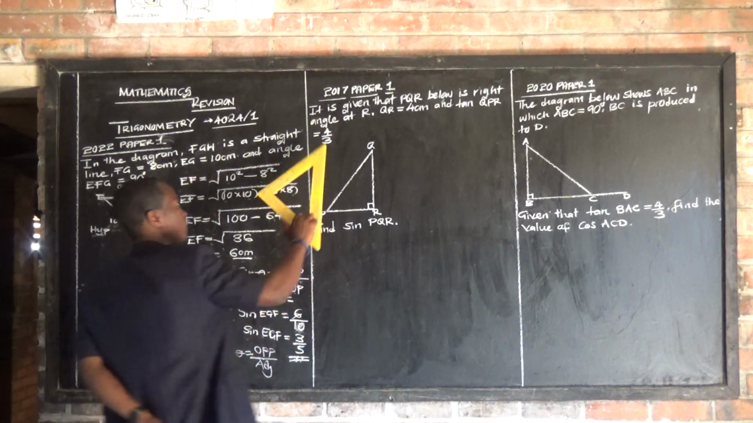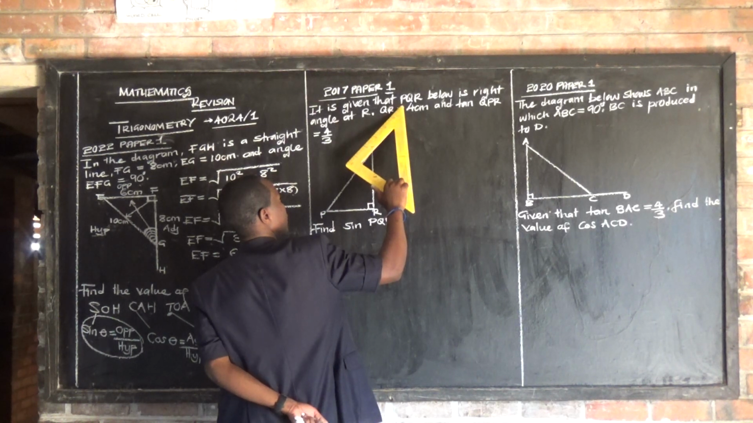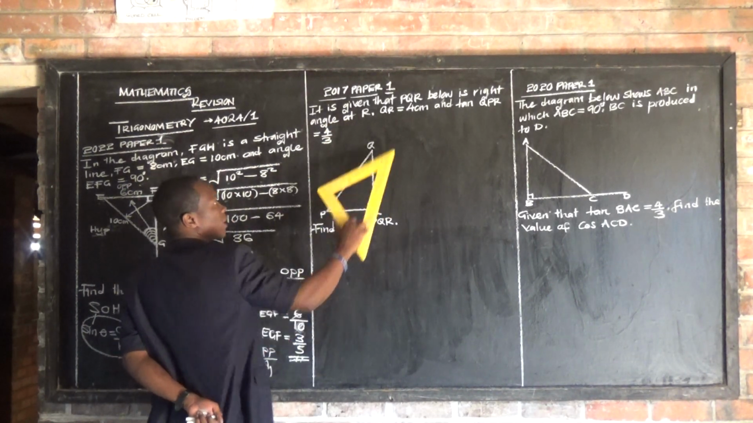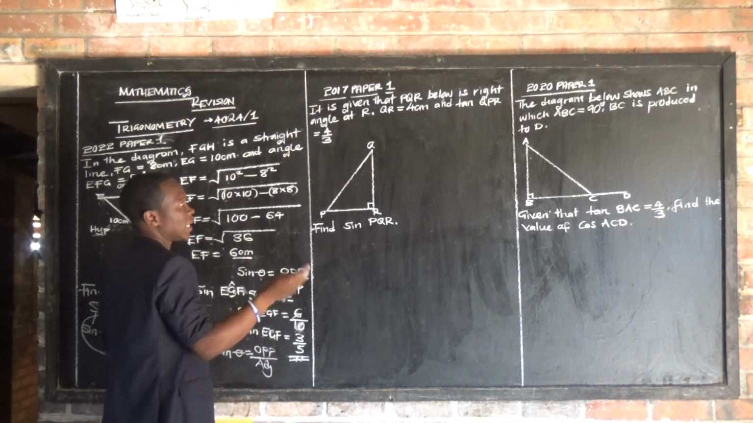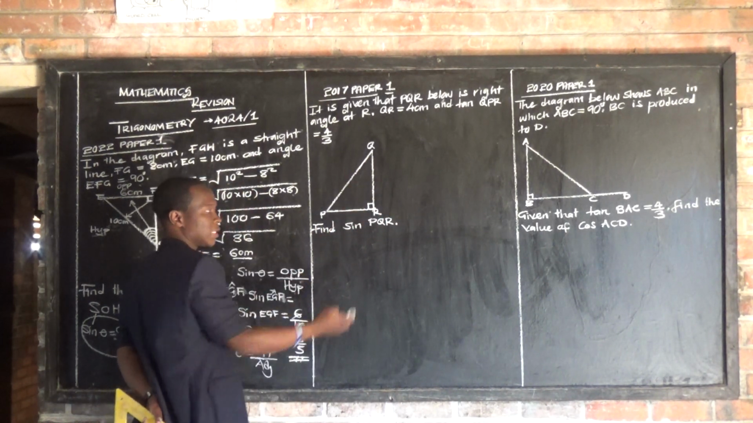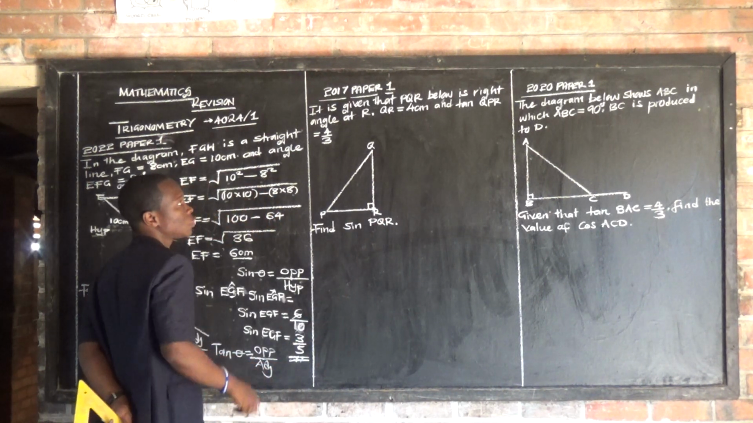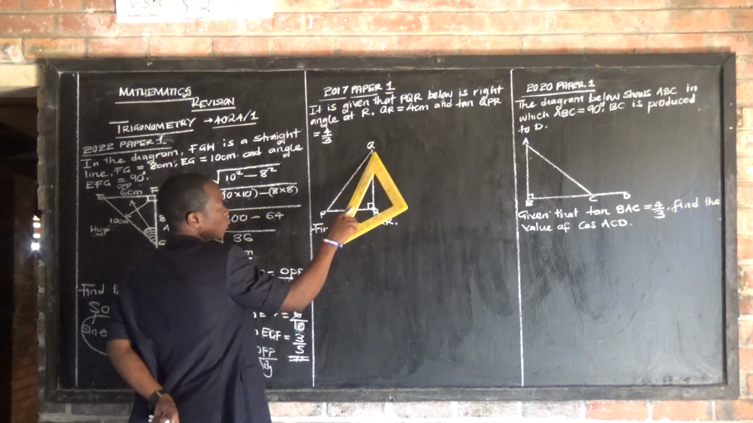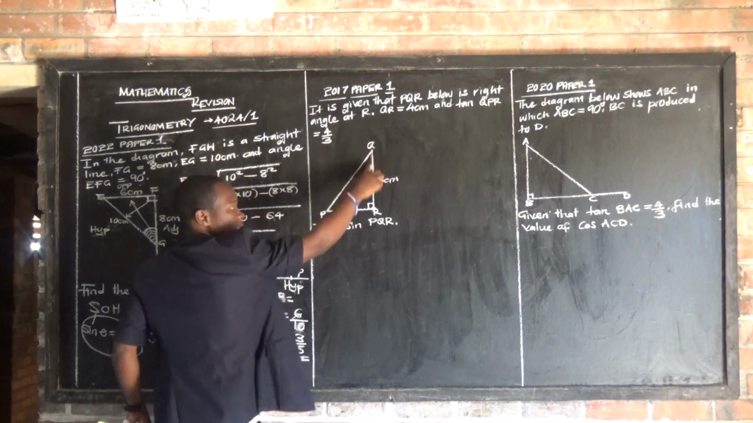Okay? It's saying it is given that PQR below is a right angled triangle at R. So when they say PQR is a right angled triangle at what? At R. So meaning at R, that's why we have 90 degrees. Are we together? Meaning that's where 90 degrees is. Then they are saying from Q to R, take note, from Q to R, this is 4 centimeters.